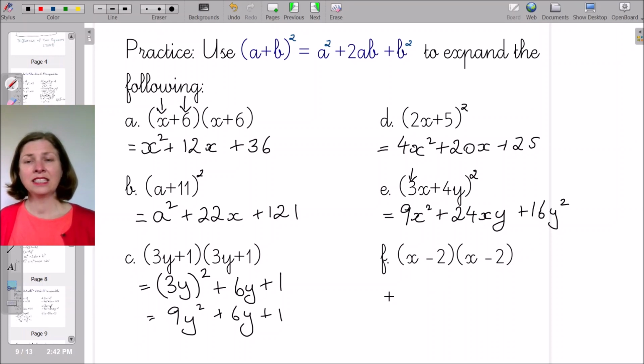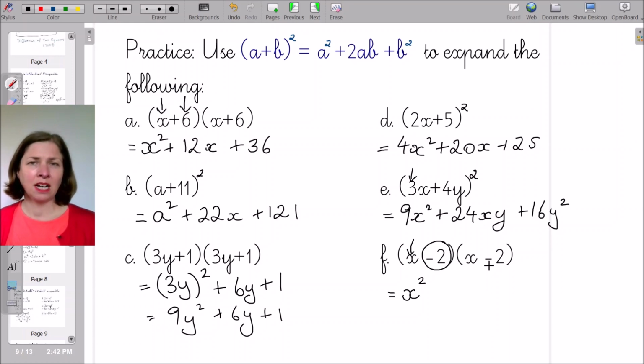Okay, the last example is a little different, and I want you to remember that if this is a, x, then my b is this number here, -2. It's the whole number -2. It's not just the 2 part. Okay, so I'm going to square x. That gives me x squared. Now I'm going to multiply the x times the -2. So that gives me -2x.